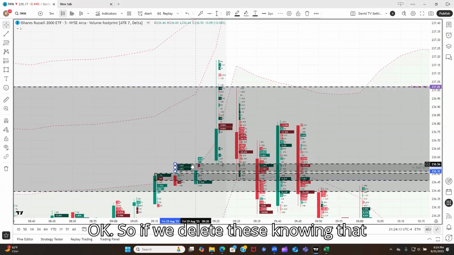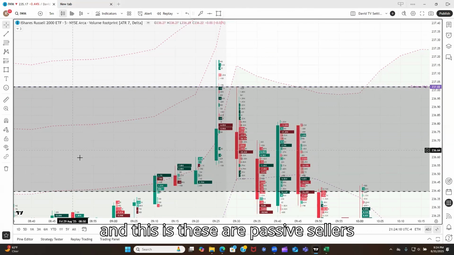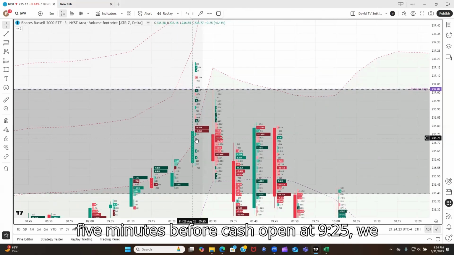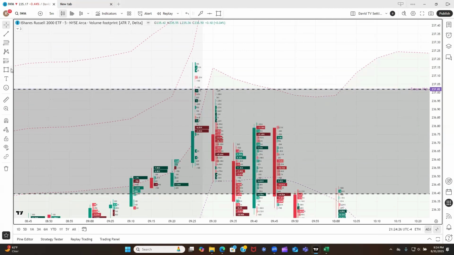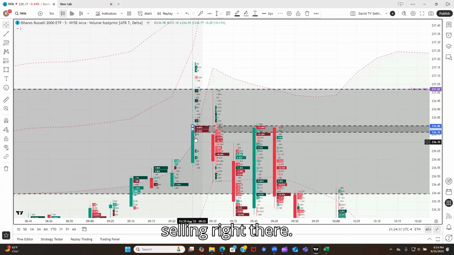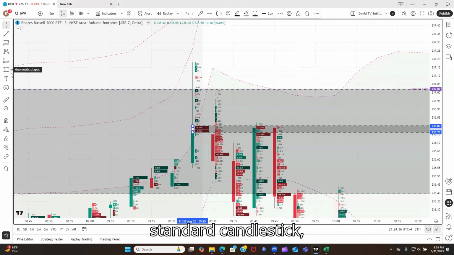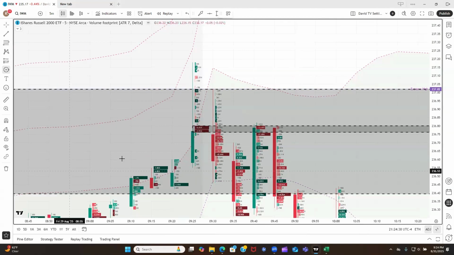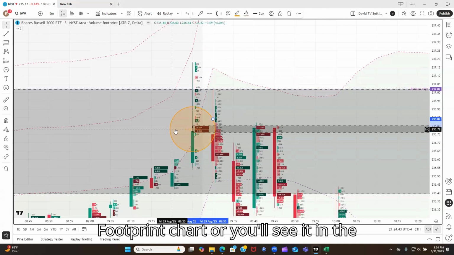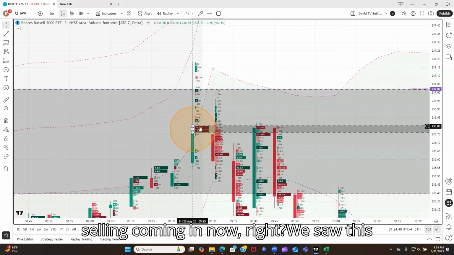Okay. So if we delete these, knowing that those aggressive buyers, and these are passive sellers here. The last 30 minutes or last 5 minutes before cash open at 9:25, we get a clue. Some aggressive selling right there. And this is something you won't see in a standard candlestick, but you're going to see either volume footprint chart or you'll see it in the bid and ask. But these are aggressive selling coming in now, right?